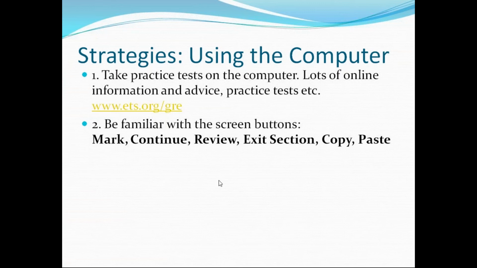Get familiar with all the screen buttons: mark, continue, review, exit section, copy, paste. You need to be familiar with all this before you do the real test, because you don't want to be wasting time trying things out, sampling, what does this do, what does that do? You already want to know what it does, so you can just focus all your attention on answering the questions.